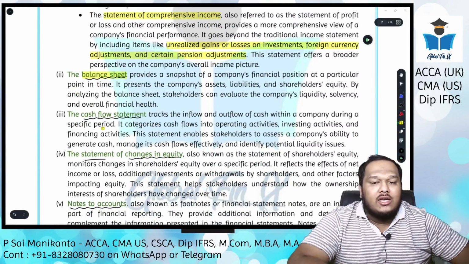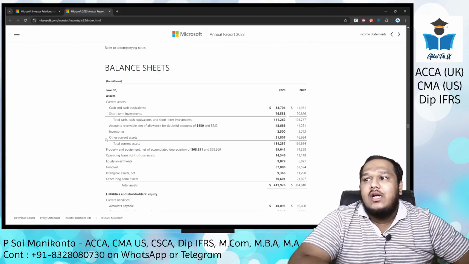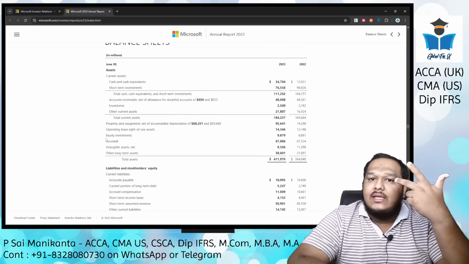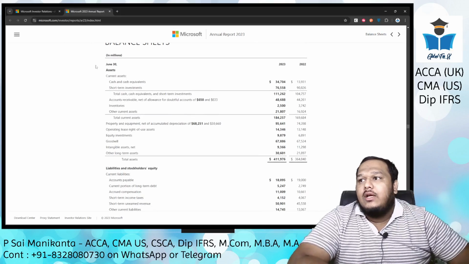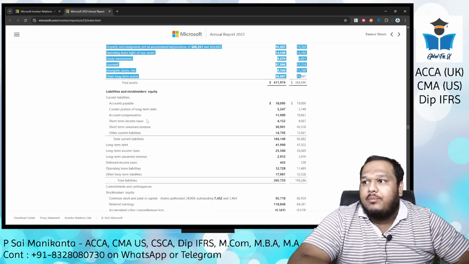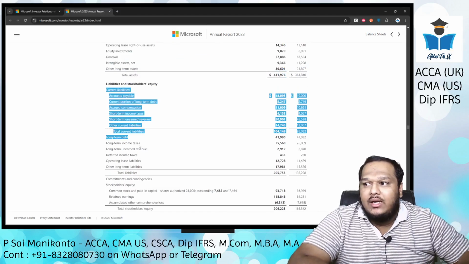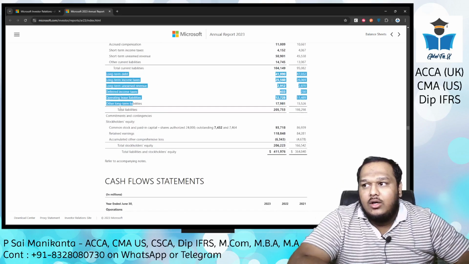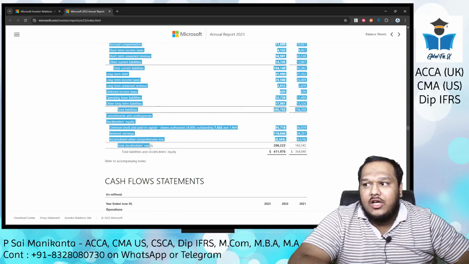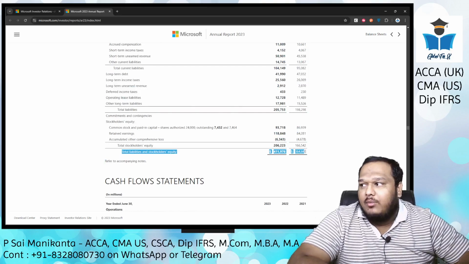Sir, what does a balance sheet talk about? The balance sheet talks about the assets, liabilities, and equity of your company. So you can see here the assets of the company, then liabilities and equity. Liabilities: current liabilities, long-term liabilities, total liabilities, then your shareholders' equity, and total of liabilities and equity.